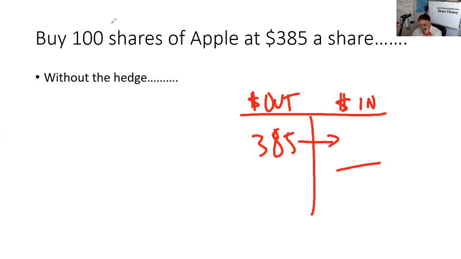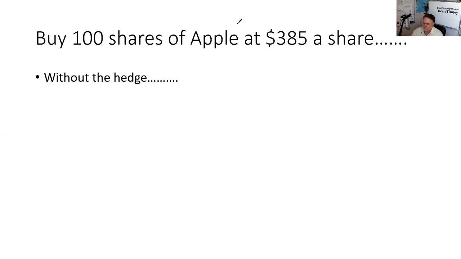And remember, I don't want a choice to buy the Apple, because I've already done that. I want a choice to sell Apple. Choices cost money. Choices cost money. All right, so let's put in our hedge. Let's put in our hedge.